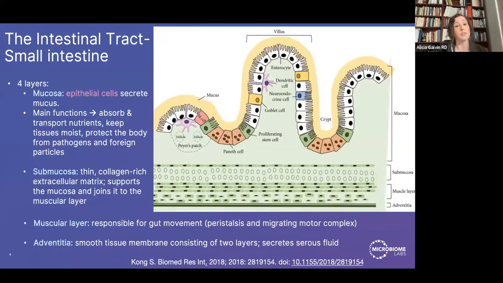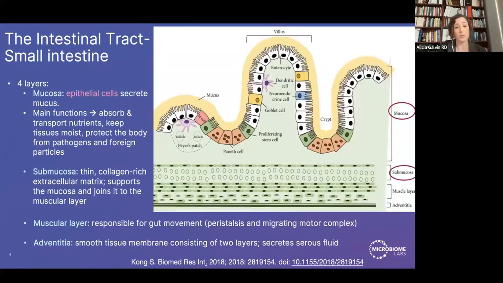There are 4 layers. You have the mucosa, which is where we have those epithelial cells, which secrete some mucus, but they do other things, and we'll talk about that in a second. The main function of the epithelium and the mucosa is to absorb and transport nutrients, help keep those tissues nice and moist, and protect the body from pathogens.